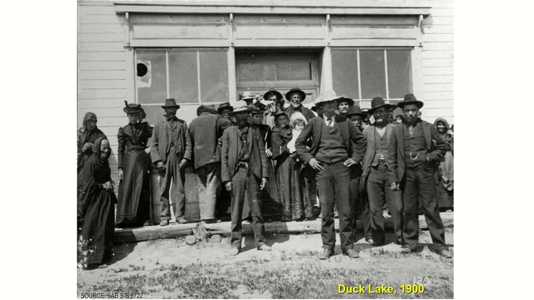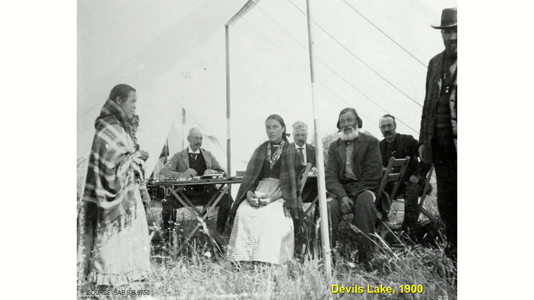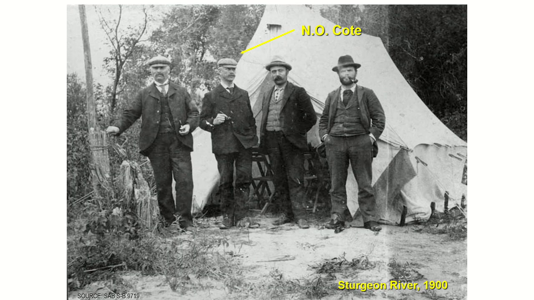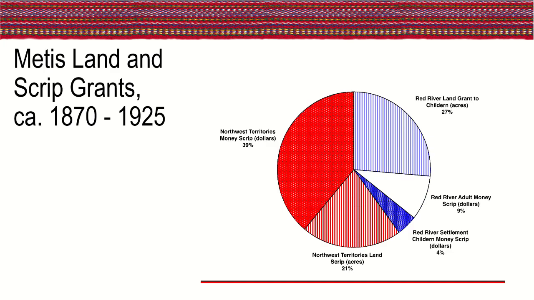showing up at Duck Lake. This is the commissioner's tents for taking Scrip in 1900. It's one of my favorite photos of the Scrip process. Amédée Forget, these were the government commissioners. Forget was very high in the Dominion land system. Started in 1879, retired in 1931. His hands are in all of this stuff. So we reconstructed where the commissions had gone when, doing very basic research.